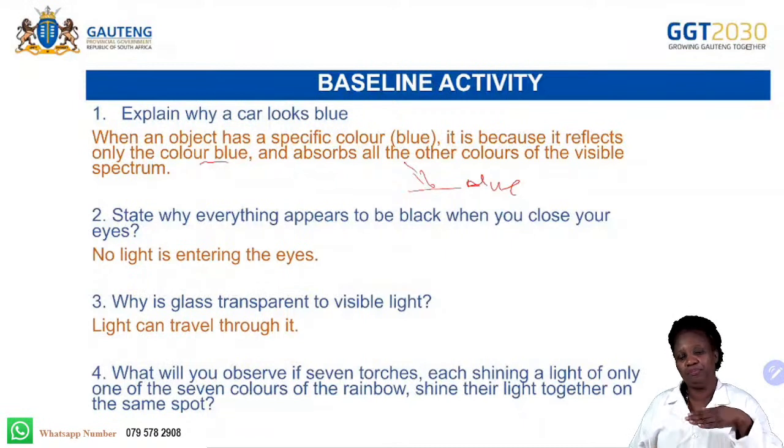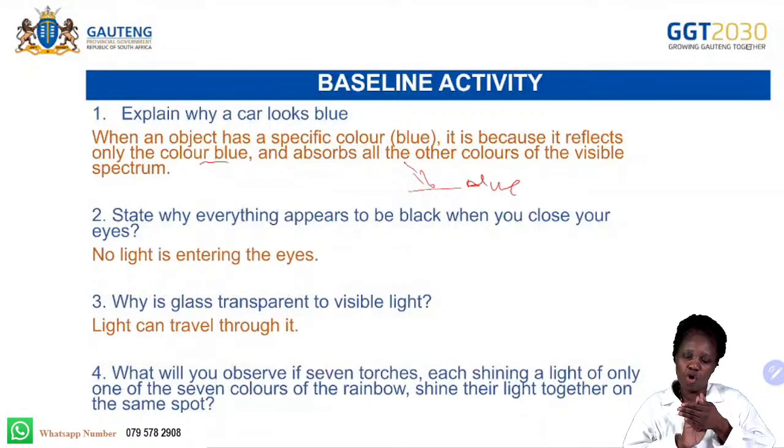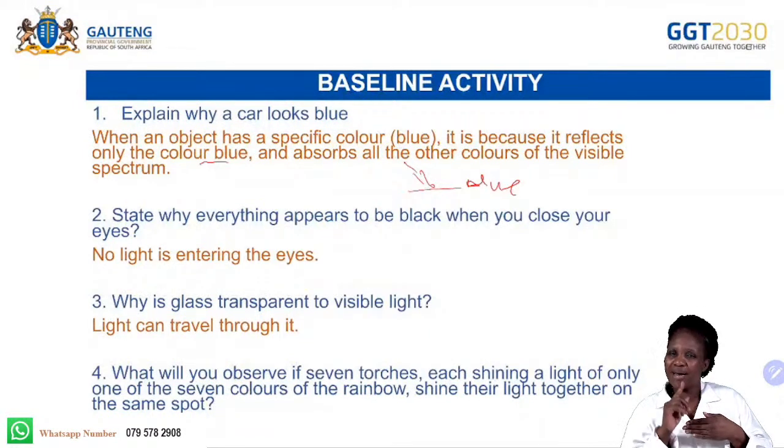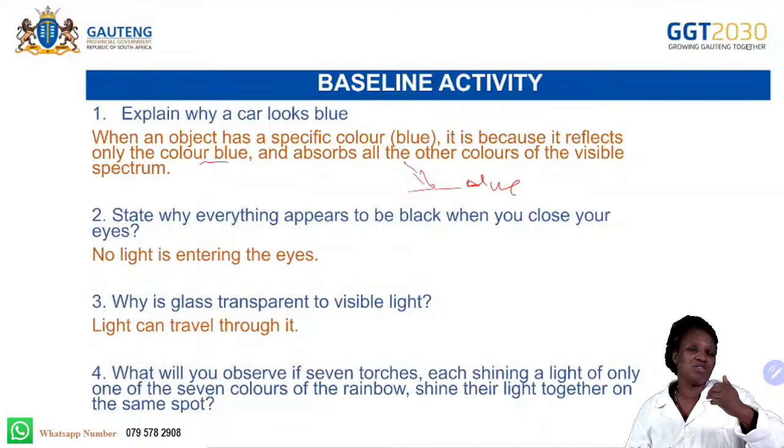For example, this hand is opaque. You cannot see through it. If light strikes an opaque object, what's going to happen? The light is going to be blocked by an opaque object, then it will cause a shadow. But here, if the glass is transparent, the light can travel through. Do you get it? Then you can see through the other side.